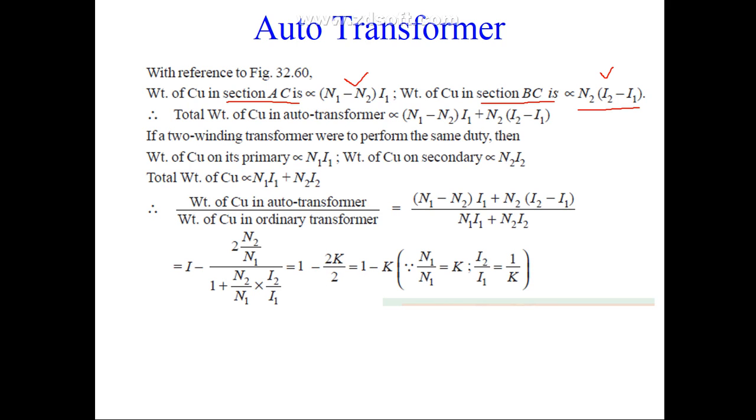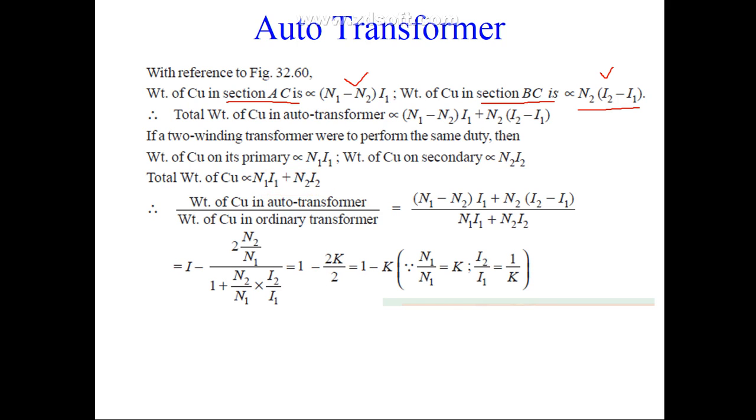And if you are using a two winding transformer instead of an auto transformer, then you have to use a separate primary winding and secondary winding. So weight of copper at that time is N1 I1, and weight of copper on the secondary will be N2 I2. So total weight will be the sum of both these. Now we will compare these two.